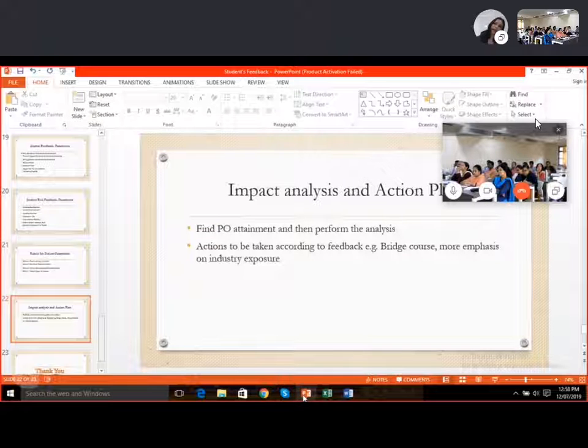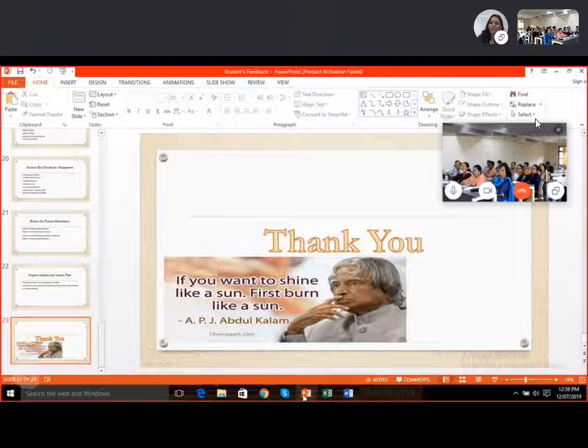Only after that action plan and action taken report can we say that the feedback is effective and has meaning, because only collection of feedback is not important, it carries no value. But after collecting feedback, if we are working on it and fulfilling our students' expectations, only then is the feedback completely useful, according to me. So thank you so much. If there are any queries, they are welcome from my side.